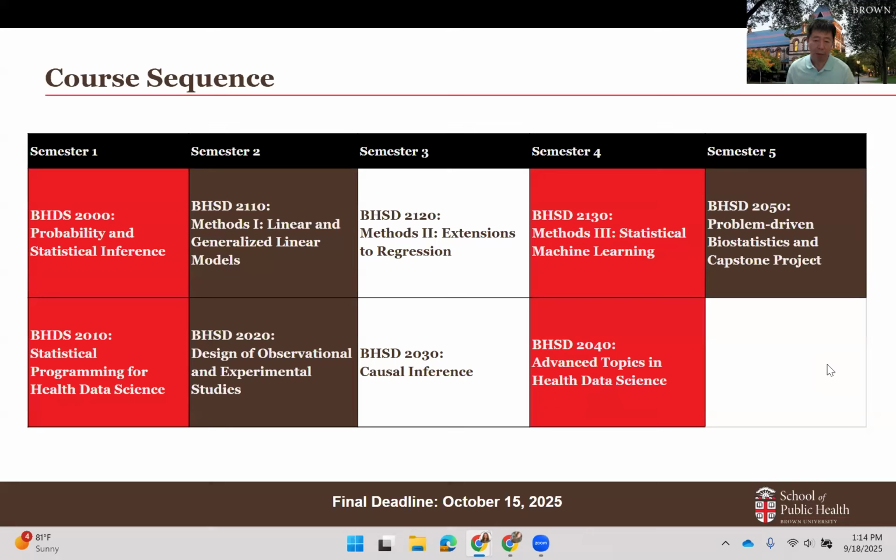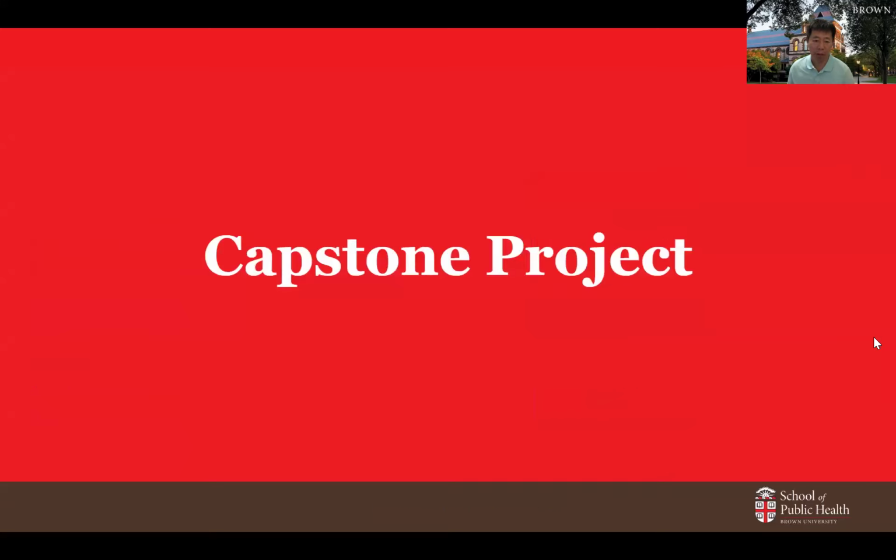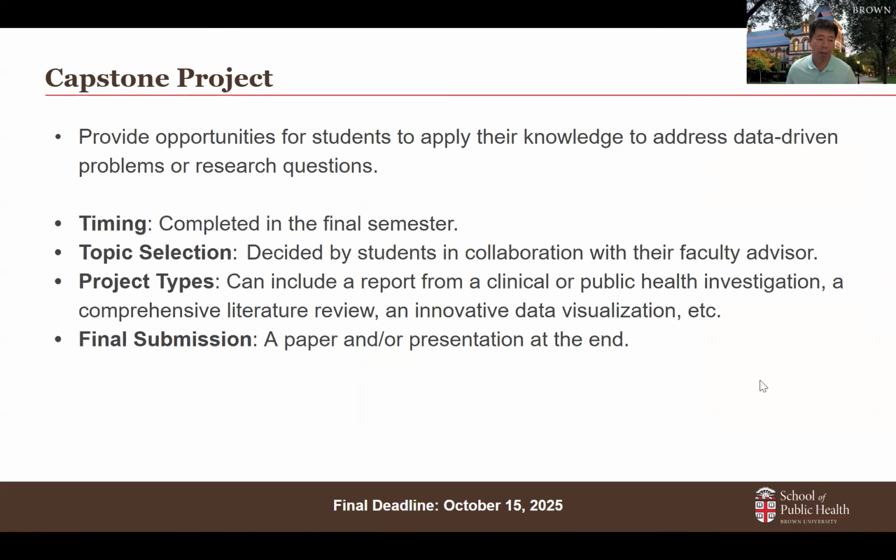In the last semester, you need to spend 1 semester just taking 1 course, and through this course you will complete a capstone project. I can talk more about this here. All right, so the capstone projects. This course is basically designed to provide an opportunity for you to apply your knowledge to address a data-driven problem or research question. So you just need to take 1 course in the 5th semester, and you can complete these projects in that semester.